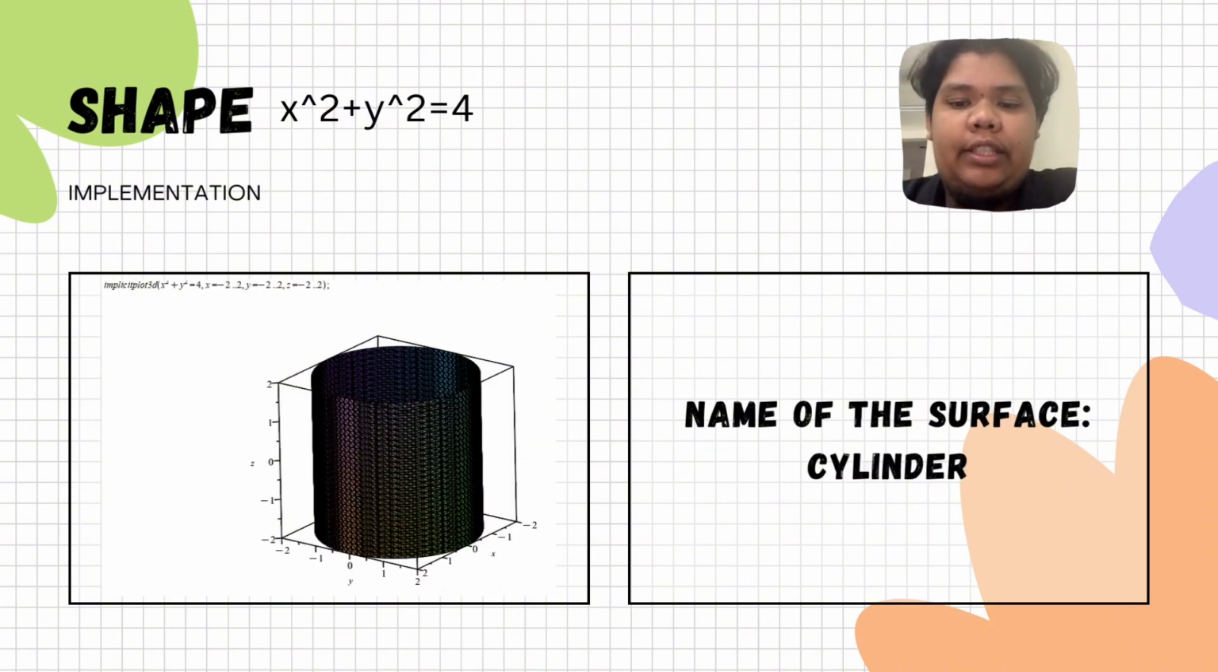So for question C, we will do the same thing, which is implicit plot 3D, and we enter our equation, which is x squared plus y squared equal to 4, where the limit for x is -2 to 2, the limit for y is -2 to 2, and the limit for z is -2 to 2. And we get these shapes, and the shape's name is cylinder.